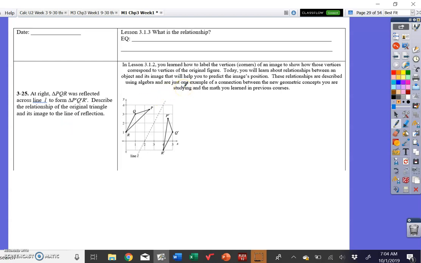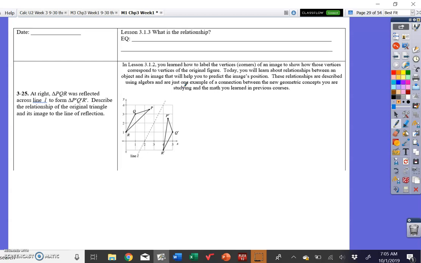All right, so we're going to be talking in lesson 313 about what kind of relationship we have. In our past this week, we've talked about rotations, translations, and reflections. We started with reflections, and what that meant was that we flipped it over a line. Then translation meant that it was slid to the left, right, up, down, diagonally. It's a slide. And then we had our turn if we rotated around a point.